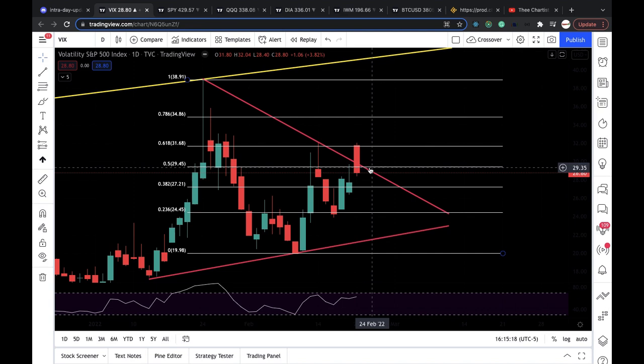Okay, so to be bullish on the VIX again, I would want to see VIX close or get back above 29.45, which is the 50% retracement level.